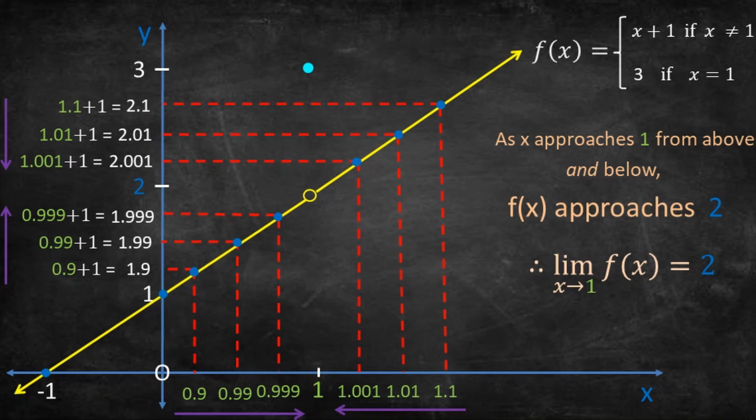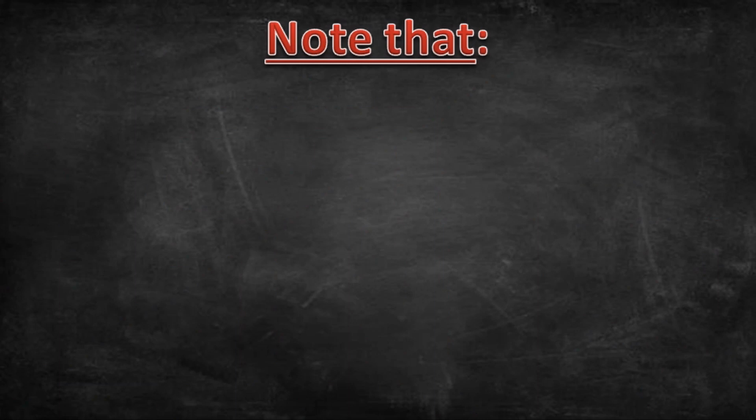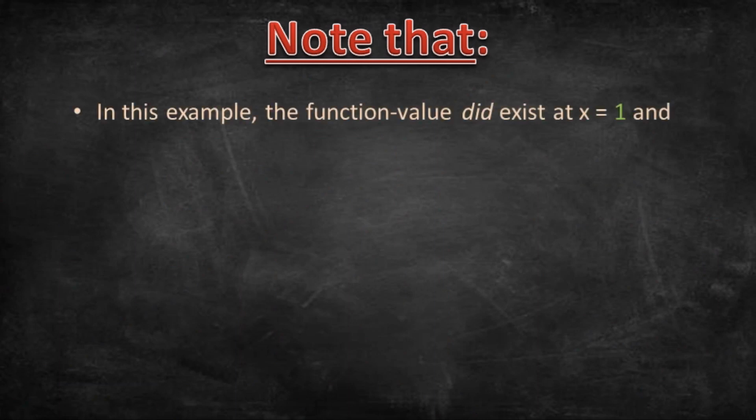What's important to note about this particular example is that the function value at 1 is not equal to 2, but it's equal to 3. So we can see that the limit of f of x as x approaches 1 doesn't equal the function value at 1. We'd like to just summarize the important aspects of this example.